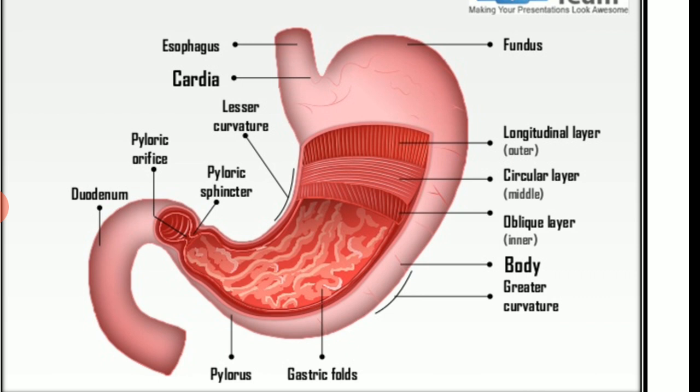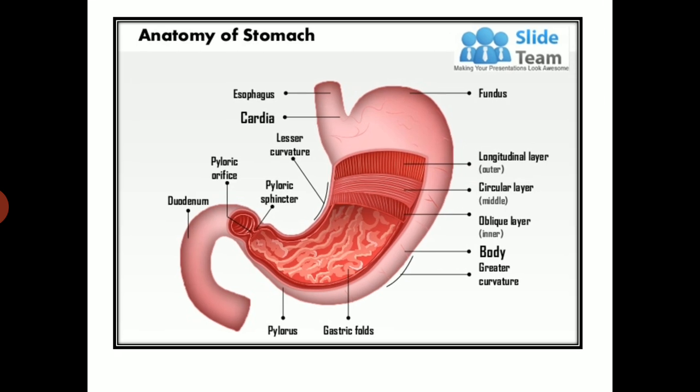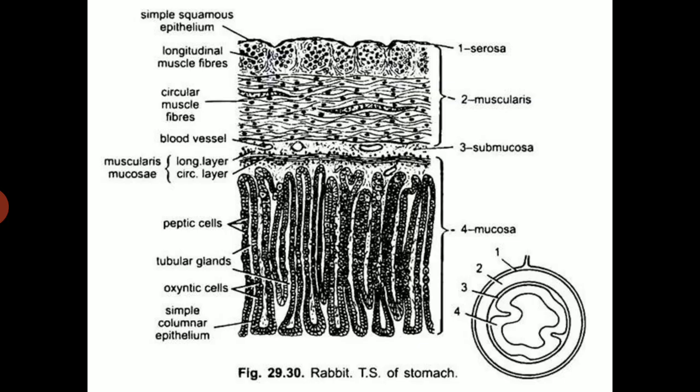So overall, if you see the walls of the stomach or intestine or alimentary canal, they are almost the same. The only things that change are the functions. Okay, so we are going to see the different parts of the stomach in detail. Now, if you take the transverse section, you can see these parts. The upper part is the serosa, muscularis, submucosa, mucosa, and you can see the folds.